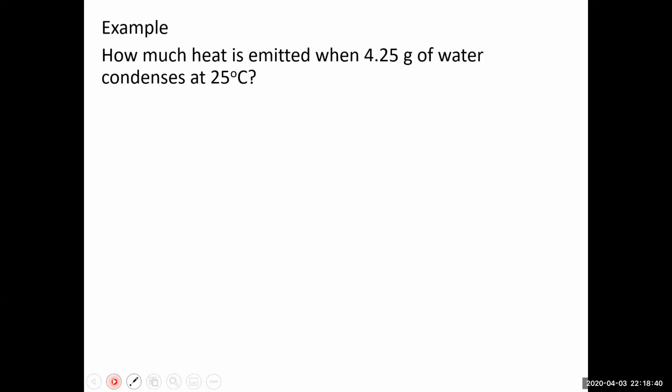Let's do an example problem together. We want to see how much heat is emitted when we have 4.25 grams of water condensing at 25 degrees Celsius. Let's pause the video and try this on your own. All right, let's work this out together.